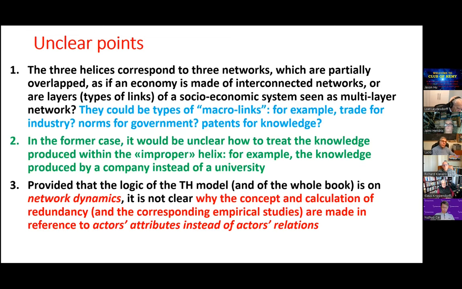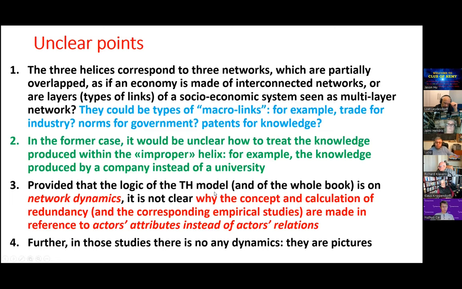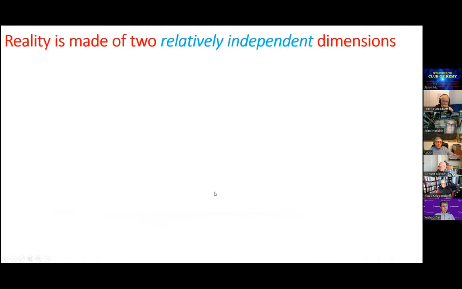That is, okay, he's underlying the network, that is the relational dimension of reality. And so I expect that consequently, when he's going to measure redundancy, he will measure redundancy with respect to the relational dimension, not the Shannon-like redundancy, which is referred to attributes, not to relations. Let me show you this fact in this way.